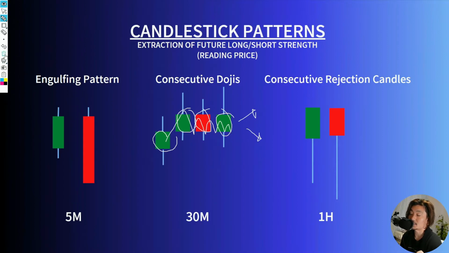Okay, and another thing to keep in mind is that right here, there are 3 green candles and 1 red candle, but the color in this case does not matter. These could all be red candles or all be green candles. It does not matter. All right, and finally, let's go on to consecutive rejection candles.